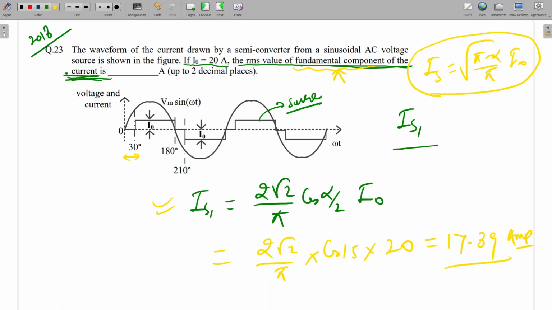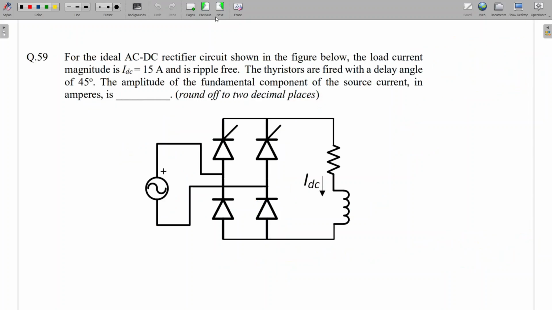Is it clear to all? Everyone got the answer? Yes sir, clear sir. Next, the same question was also repeated in 2022. This is a 2 marks question, I think.